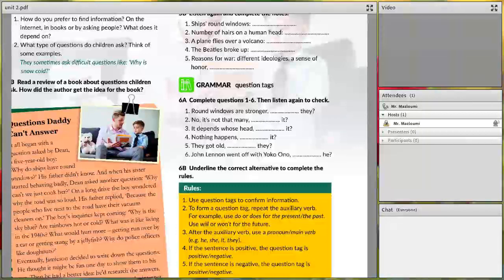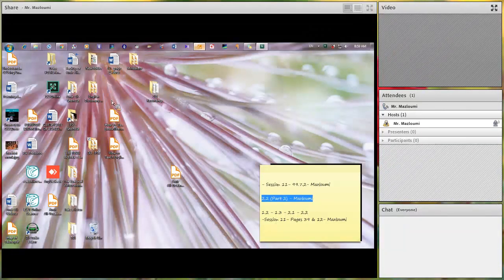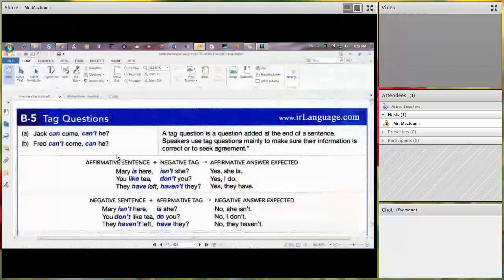Remember, we're in lesson 2.2 on page 16. Of course, this is part 2 of lesson 2.2. So, page 16, grammar, tag questions. Let's see what tag questions are, how you can form them and use them in your everyday speech. Okay, well, everyone, check out the examples here.